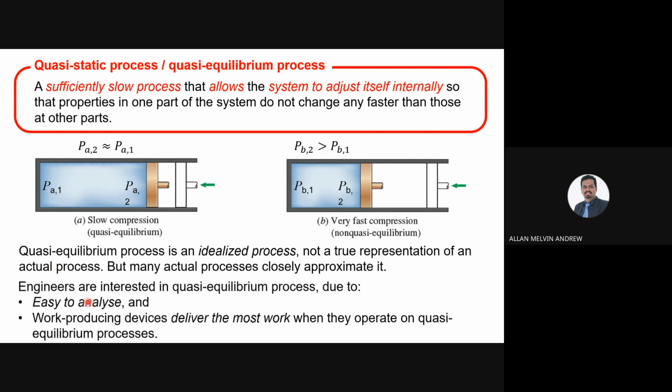Okay, so engineers are interested in quasi-equilibrium processes because they are easy to analyze, and work-producing devices deliver the most work when they operate on quasi-equilibrium processes. As I mentioned earlier, it will be much easier for us to analyze, and we can do a lot of processing much faster in a quasi-equilibrium process.